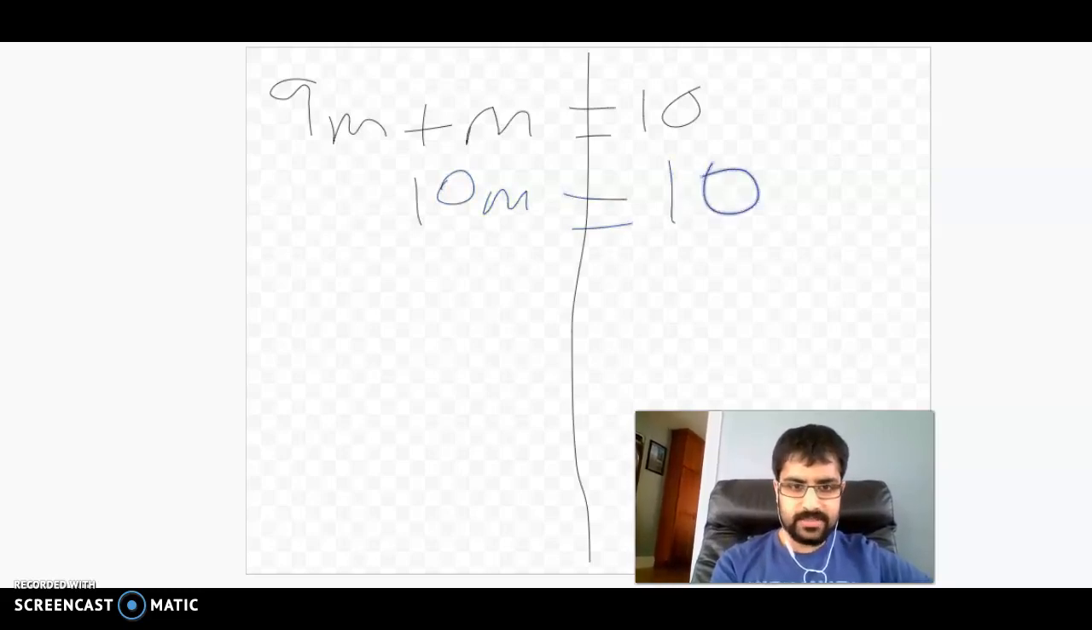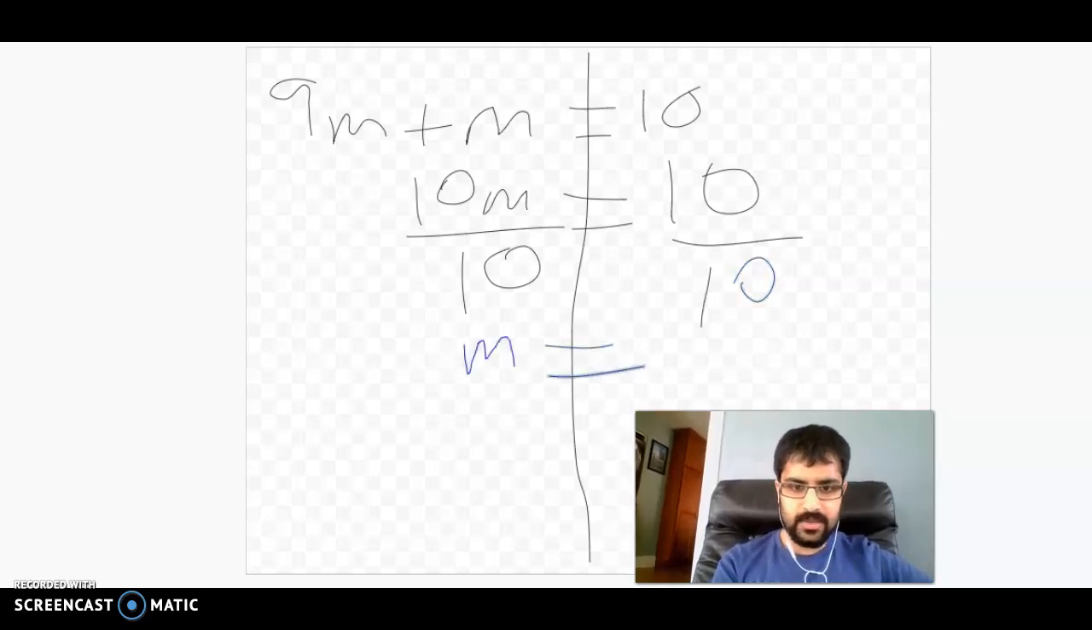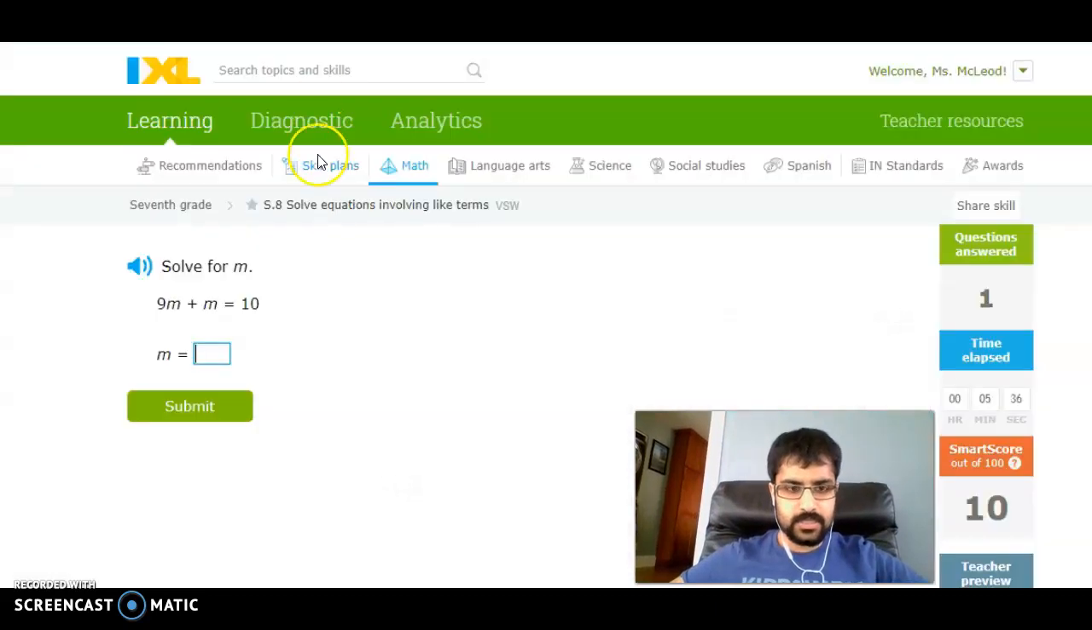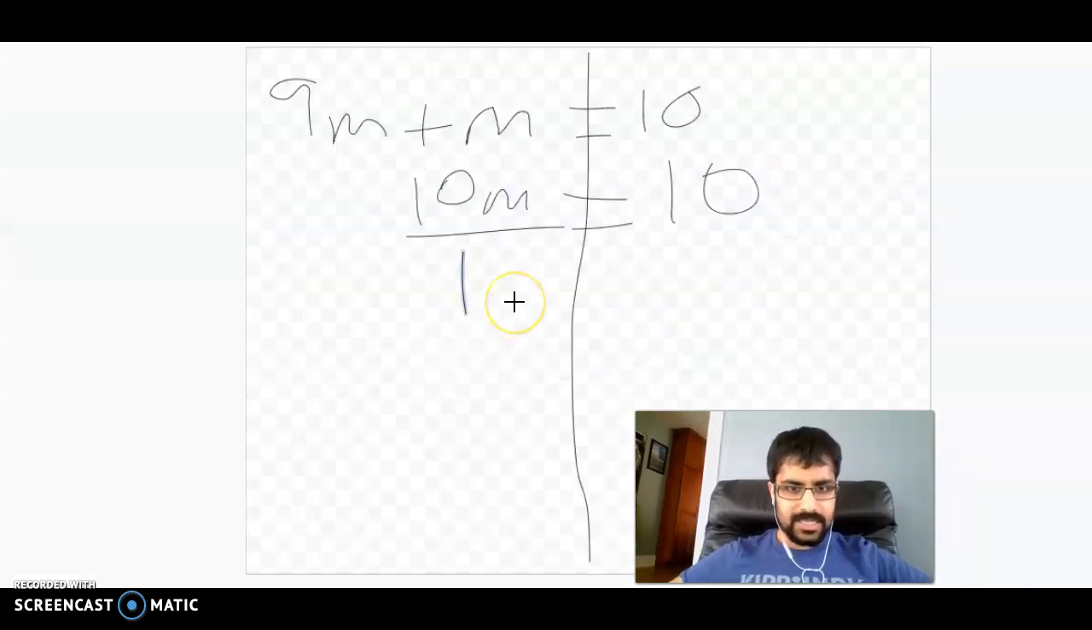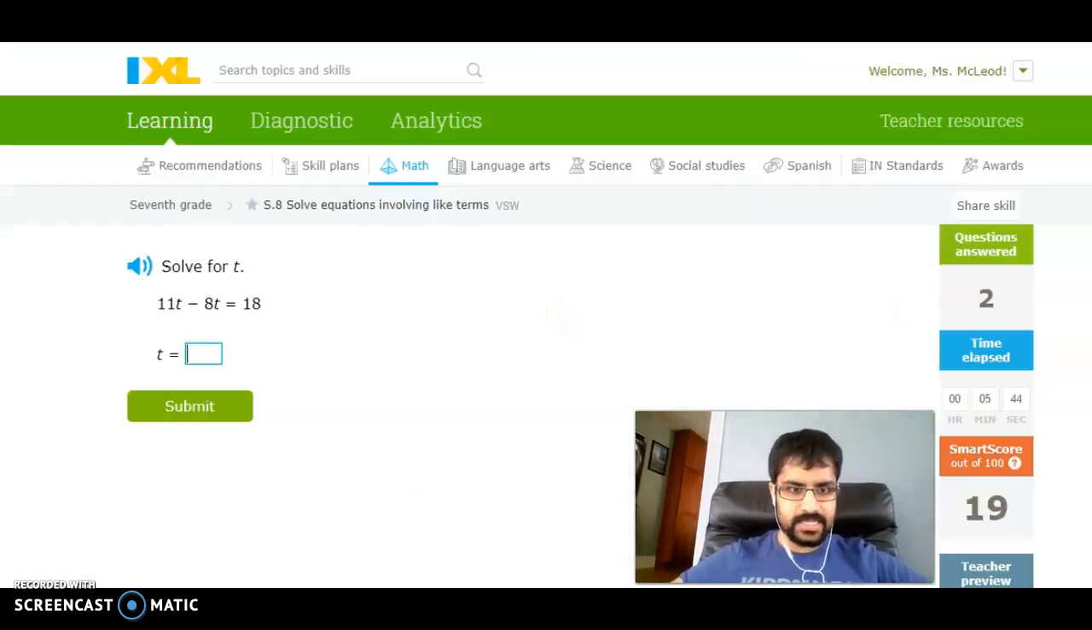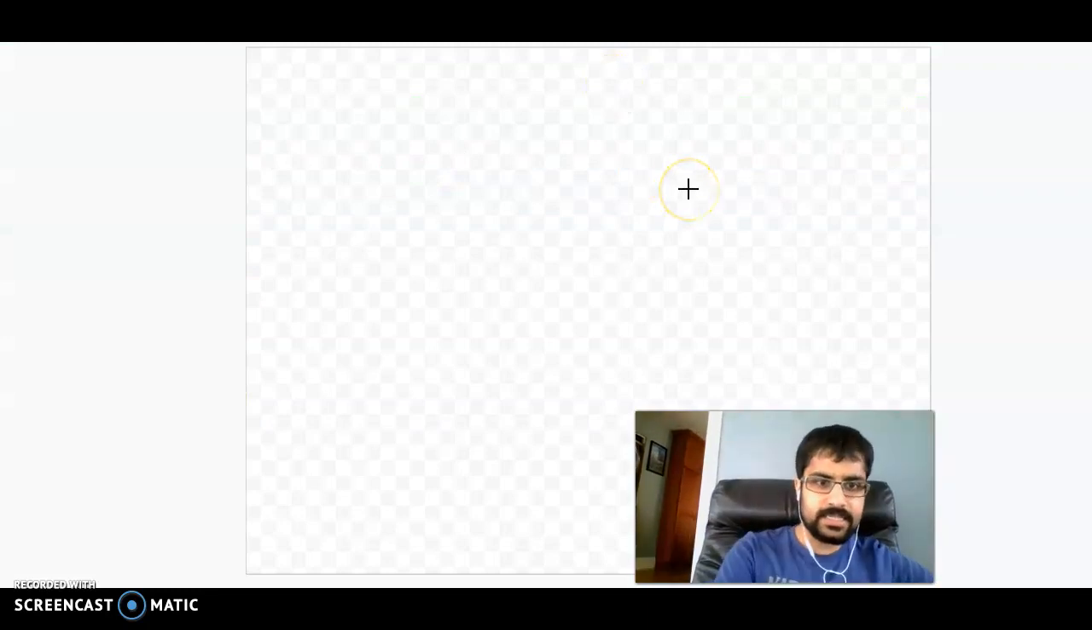To get this m by itself, I use the inverse of multiplication and divide out that 10. I divide it on the right side because anything I do to the left, I do to the right. And m is equal to 1. 10 divided by 10 is 1. Wonderful. Ooh, subtraction. 11t minus 8t equals 18.